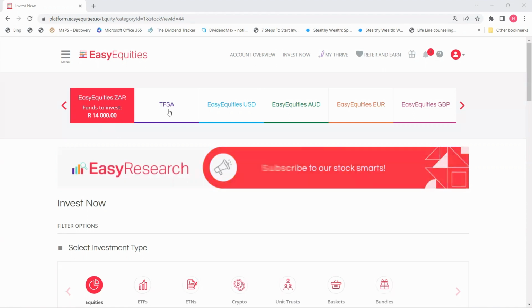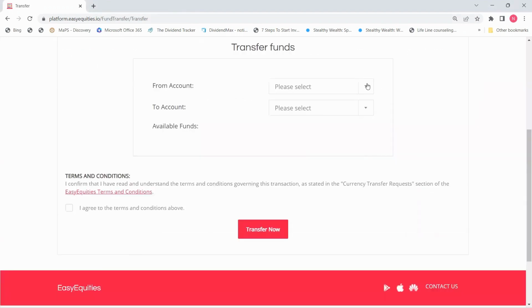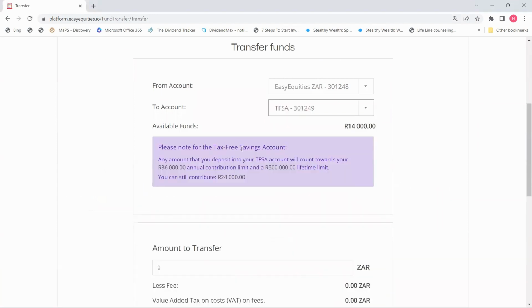And I'm going to transfer 2,000 into the EasyEquities Australian dollar account. So first, let's start with transferring. Menu, inter-account transfer, and EasyFX. From account ZAR to account TFSA. This one is immediate, guys.